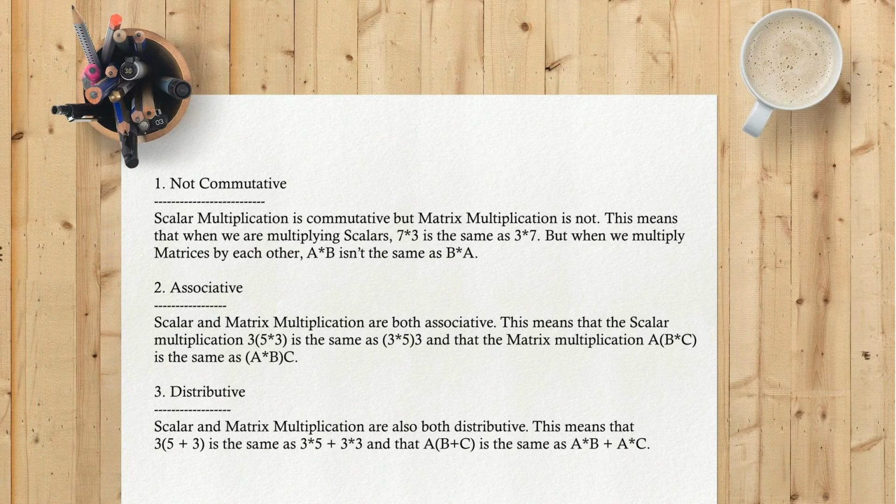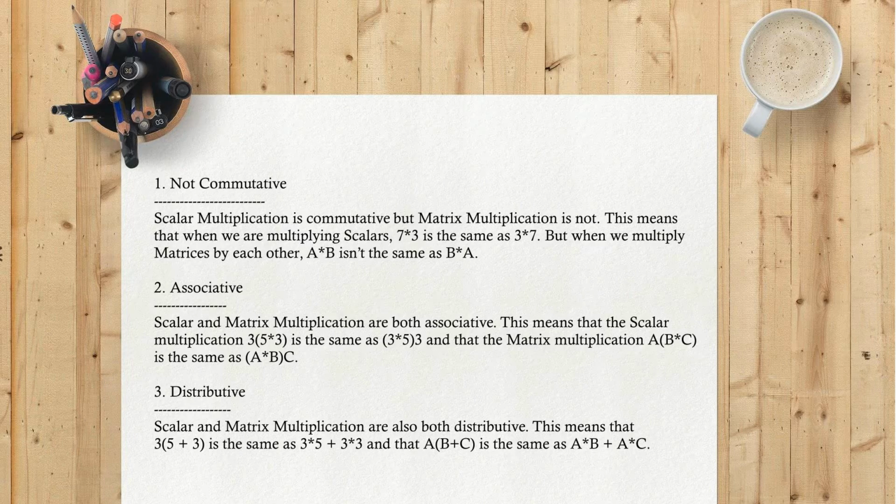1. Not commutative. Scalar multiplication is commutative, but matrix multiplication is not. This means that, when we are multiplying scalars, 7 * 3 is the same as 3 * 7. But when we multiply matrices by each other, A * B isn't the same as B * A.